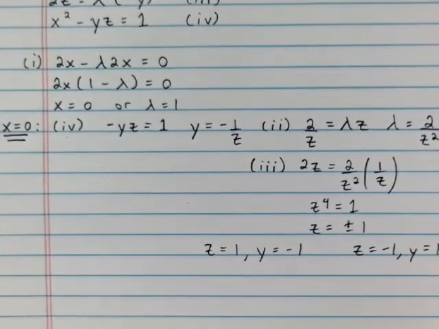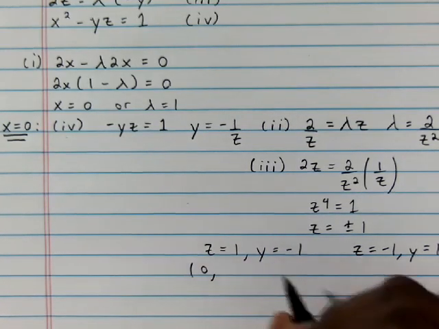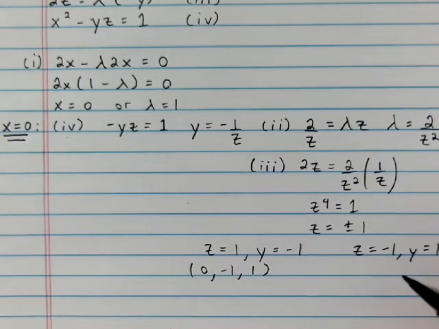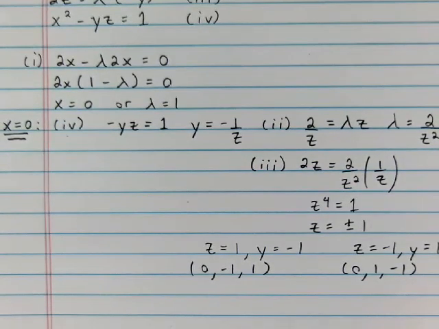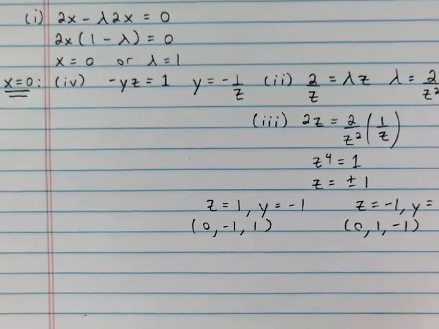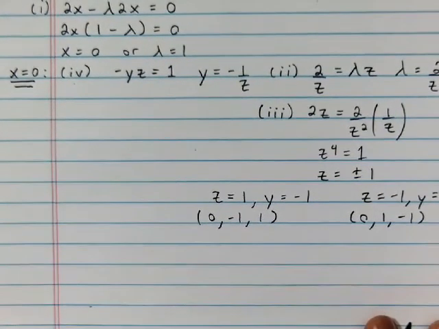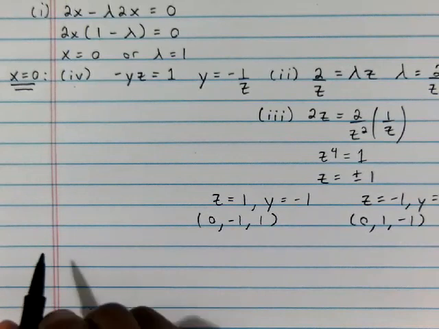So here we got the points x equals 0, y equals negative 1, z equals 1. So we got 0, negative 1, 1. And then the other point we have is 0, 1, negative 1. So those are 2 points that we got just from x equals 0. Now we need to consider this scenario, lambda equals 1. So what I'll do is I will just set that up, and then I will let you all attempt that and hold off finishing until our next lecture.